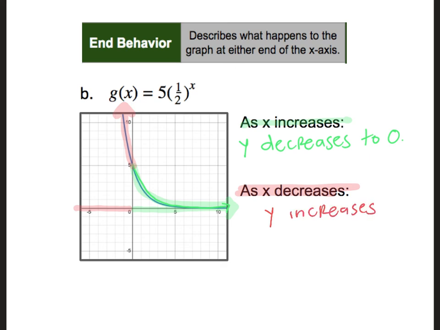Again, if it helps you, I sort of skipped this at the beginning because I forgot. But over here, your x's are going up. Over here, your x's are going down. You could write those two things on each problem you look at because that will always be true. And then you just tell me what's happening to your y's.